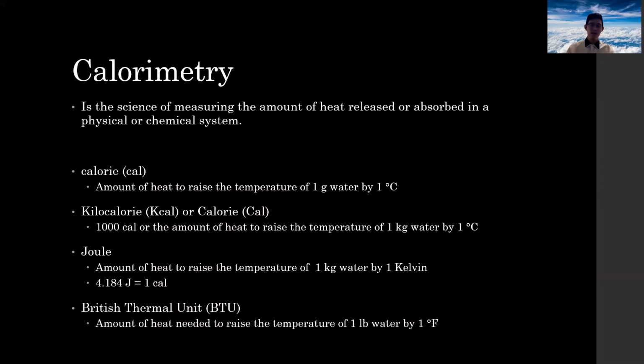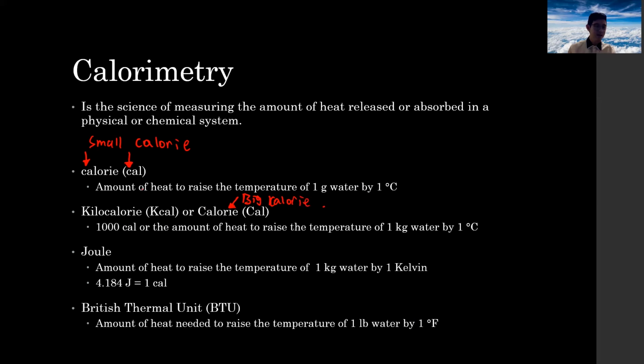Right. So next, we're going to learn about calorimetry, which is the science of measuring the amount of heat released or absorbed in a physical or chemical system. To calculate calories, there are four main units that we can use. First is calorie with a small c. This is very important in the unit and also in the name. Usually, the name is small calorie when you want to say it out loud.